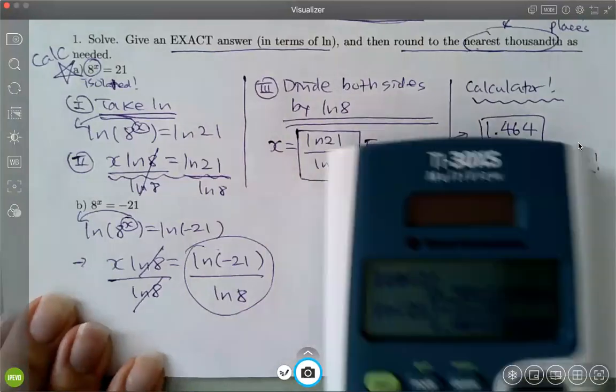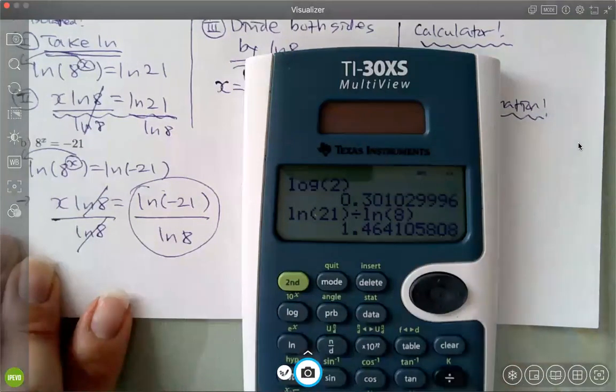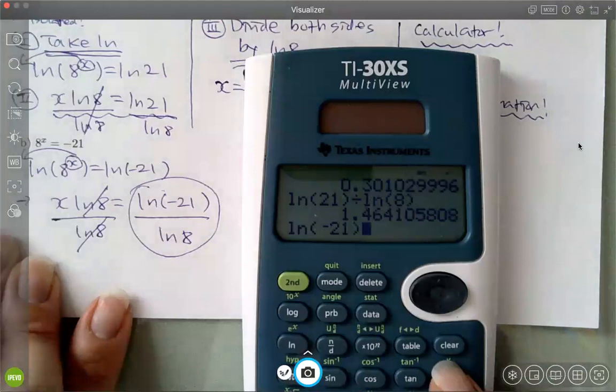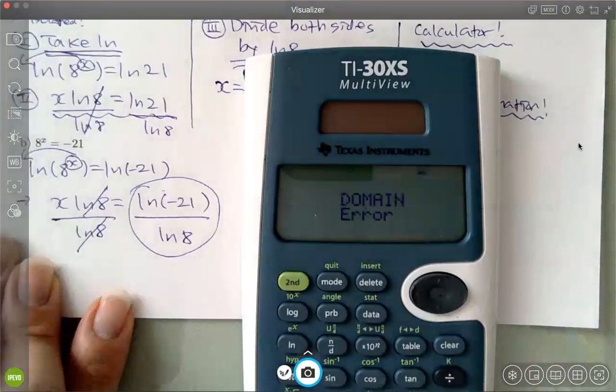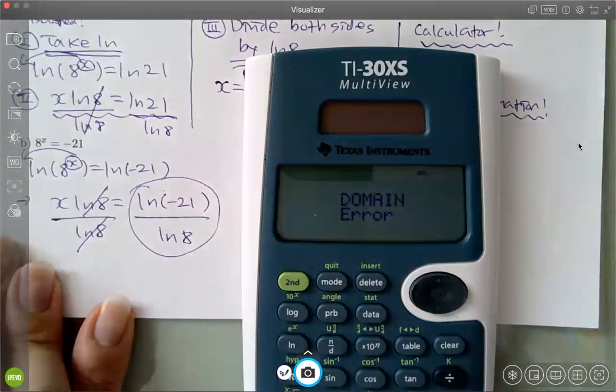So put this into your calculator. So ln negative 21 divided by ln 8. And now, what do you see? Do you see something funny? If you see some decimal, then maybe you typed something wrong. But you should see an error message. So here it says domain error. If you use a graphing calculator, I think you'll see non-real solution or non-real answer.